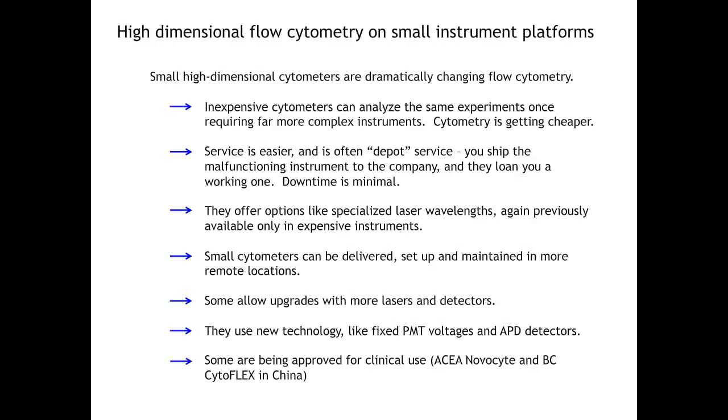We're seeing a lot of new technologies being worked into these instruments as well. Avalanche photodiodes, APDs, are starting to work their way into flow cytometers. These detectors are very sensitive, yet also very inexpensive. You're also starting to see this instrumentation be approved for clinical use in other countries. The Novasight and the Cytoflex from ACEA and Beckman Coulter are both approved for clinical use in China, for example. So we're going to start seeing this technology also make its way over into the clinic as well.